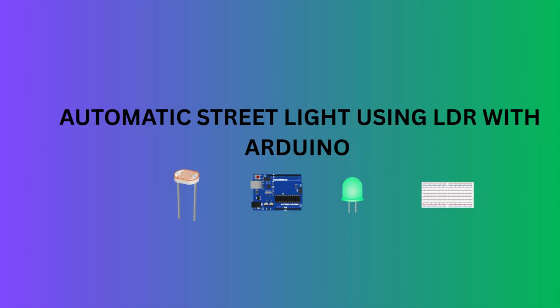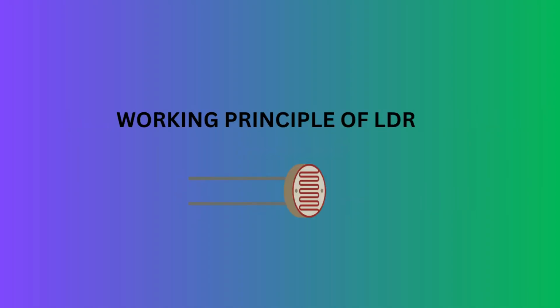In this video, I would like to explain automatic street light application by using LDR. We all know that street light should automatically turn on during nighttime and turn off during the daytime. Instead of doing this manually, we can make it automatic by using a light dependent resistor, and it is also called an LDR.